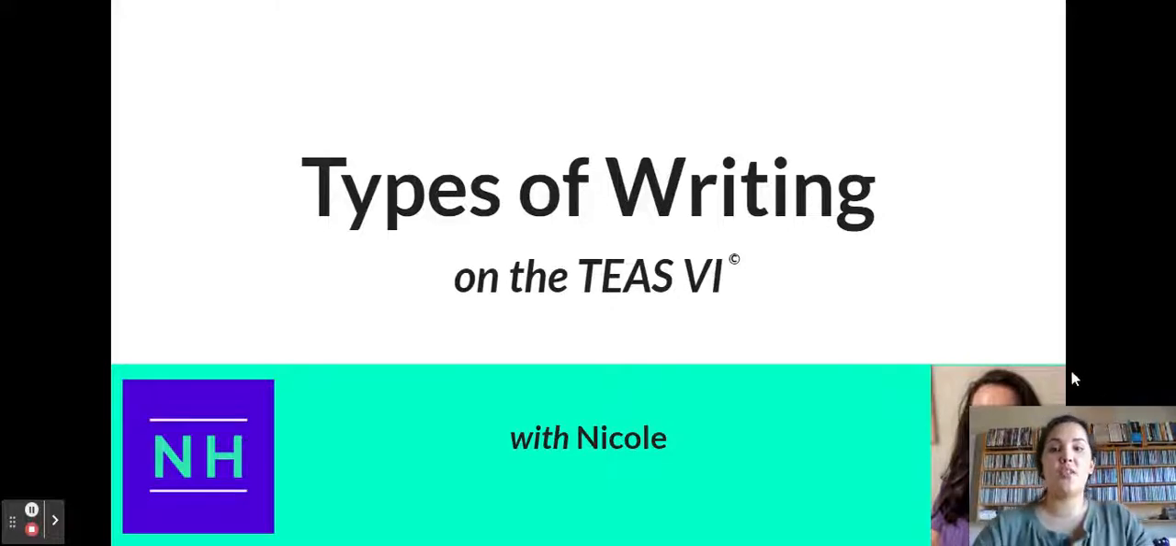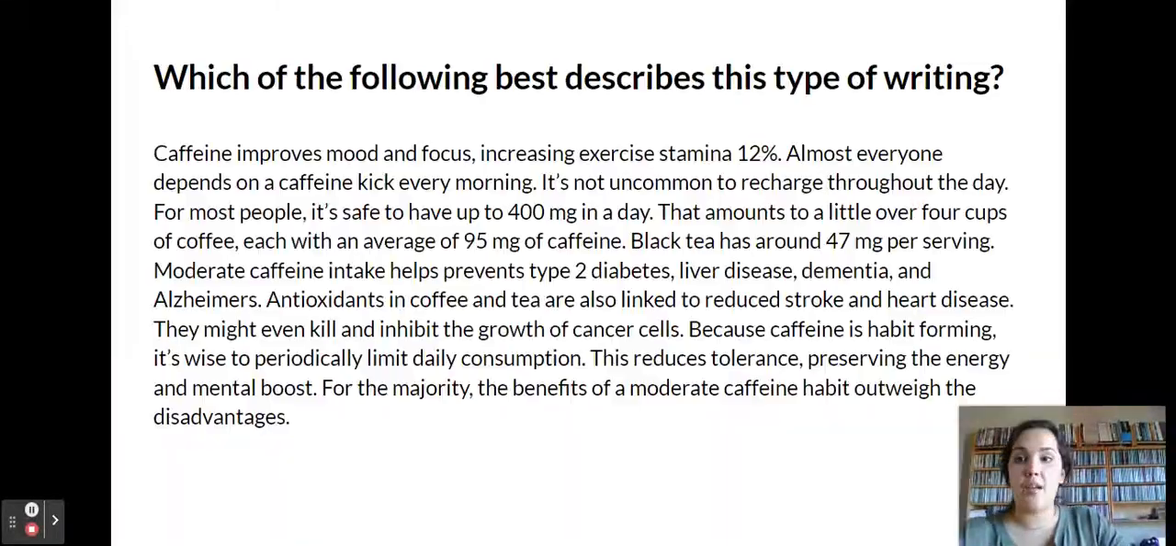We are going to be looking at types of writing. This is a skill that you will need to know for the TEAS exam. Okay, so here's our question. Which of the following best describes this type of writing? Take a moment, pause here to read through this paragraph and think what type of writing this might be. What is the author trying to do?